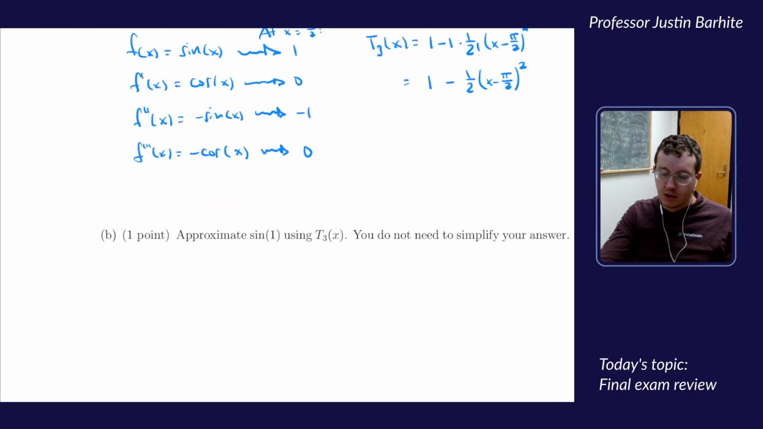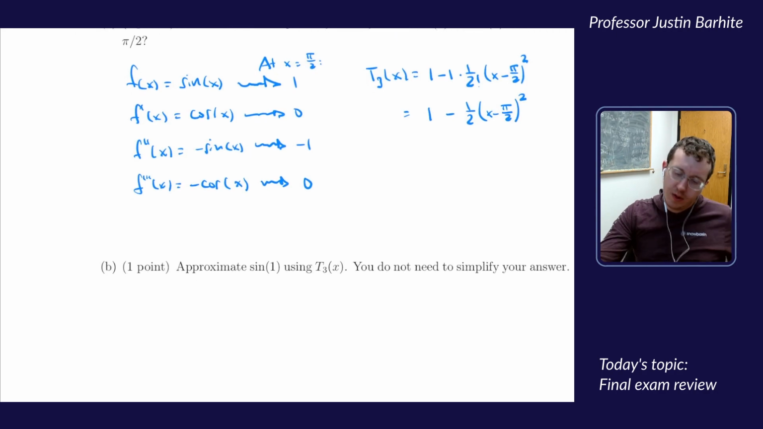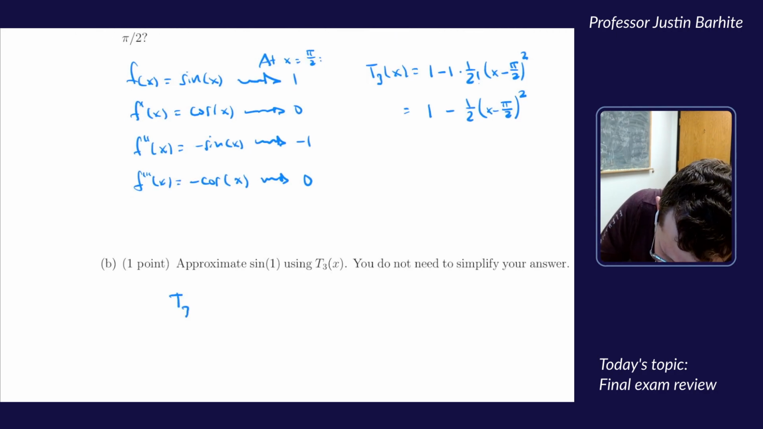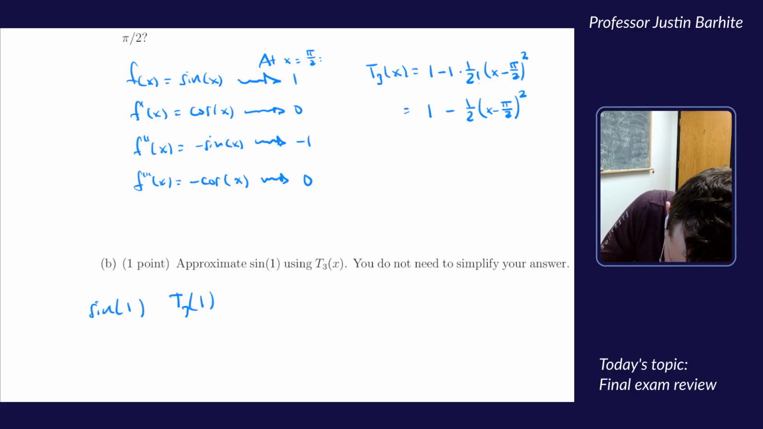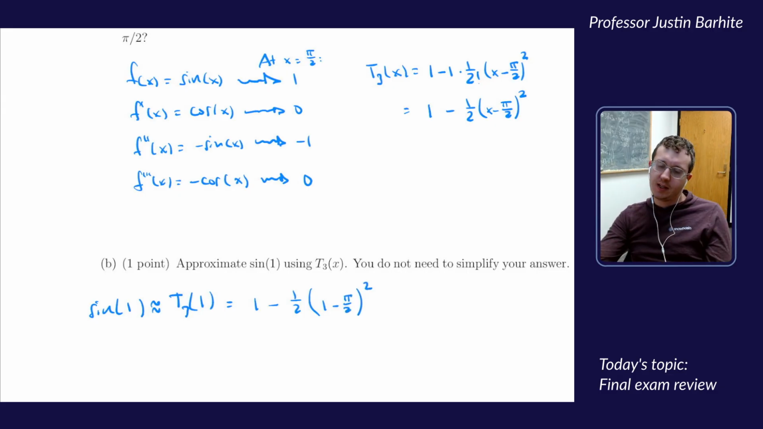Okay, so now we want to approximate sine of 1. 1 is kind of close to pi over 2, which is where we've centered this Taylor series. Pi over 2 is about 1.57, so 1 is not super close, but kind of close. But the idea is that we're just going to plug in 1. So sine of 1 should be approximately equal to t3 of 1, which is 1 minus 1/2 times 1 minus pi over 2 squared. That's it.